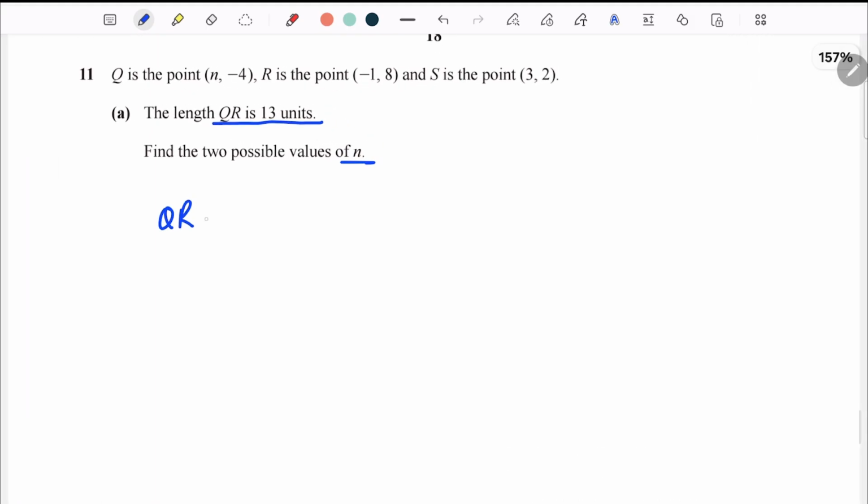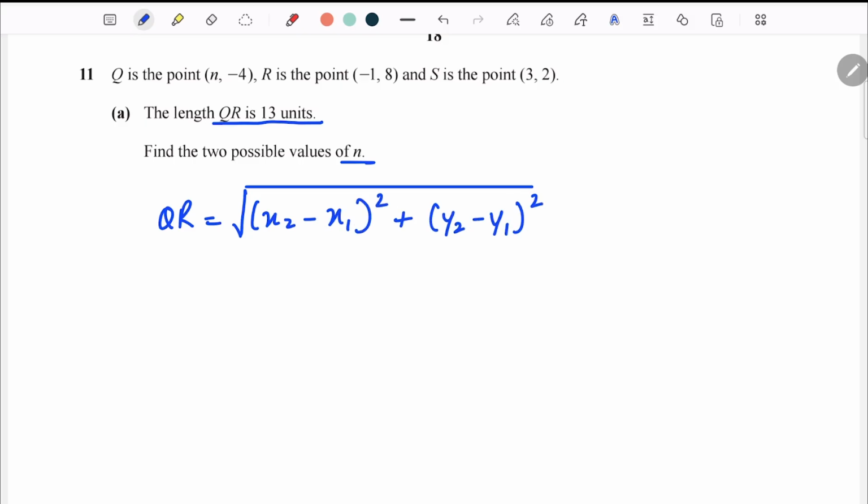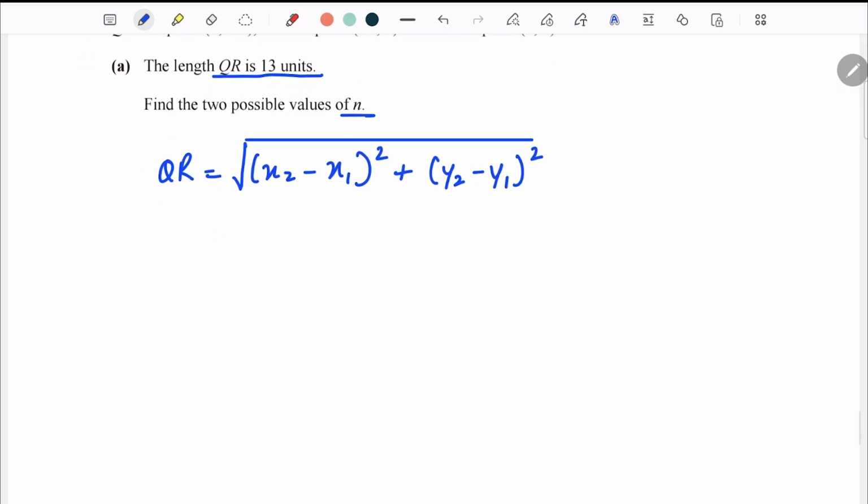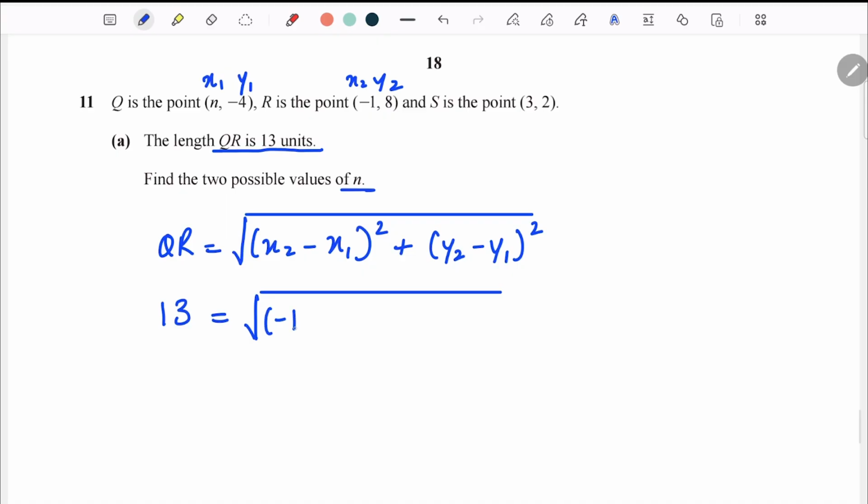So QR, its length will be, the general formula is the square root of (x2 minus x1) whole square plus (y2 minus y1) whole square. Here this is x1, this is y1, and this is x2 and this is y2. I'll be putting the values in the formula. Length of QR is 13. x2 is minus 1 minus n, square, plus y2 is 8 minus minus 4, and minus minus will be plus 4.